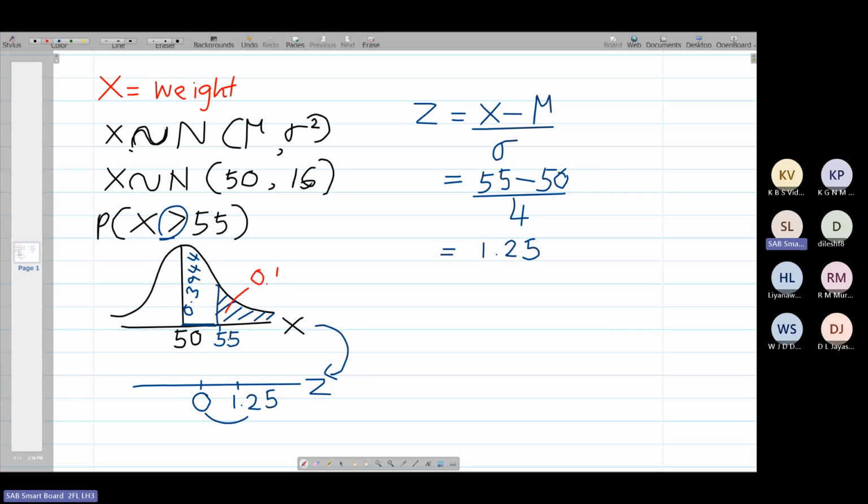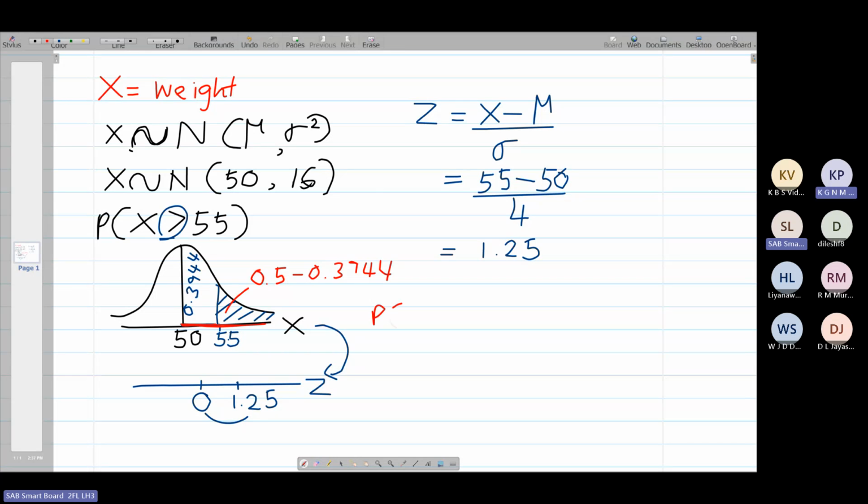0.5 minus 0.3944. Why do we take the 0.5? It is a symmetric curve, so this half is equal to 0.5. If you want to make it symmetric, make each part 0.5. Then we take 0.5 and remove this probability value. Understood? Then what is the answer?